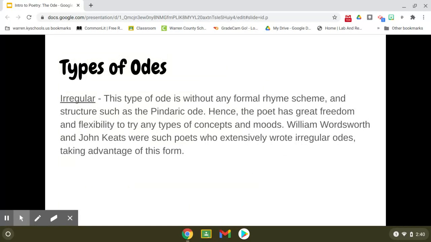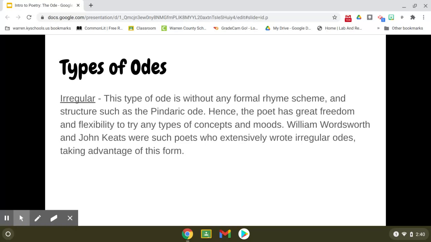The next type of ode is an irregular ode. This type of ode is without any formal rhyme scheme and structure, such as the Pindaric ode. Hence, the poet has great freedom and flexibility to try any types of concepts and moods. So, any rhyme scheme, any structure that the poet wants to take. However, the poet usually does decide on some set rhythm or rhyme scheme. They just get to decide what it's going to be.